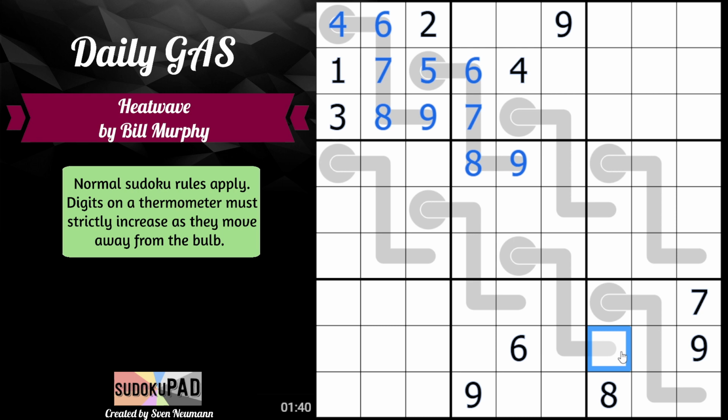It's the tip, it's the end, or yes, the tip of the thermo. So it has to be the highest digit. It can't be 6, 7, 8, or 9. It must be 5, and a 5 on the tip of a 5-digit thermo means you can place the rest of the digits. And I assume this is limited in the same way that was limited.